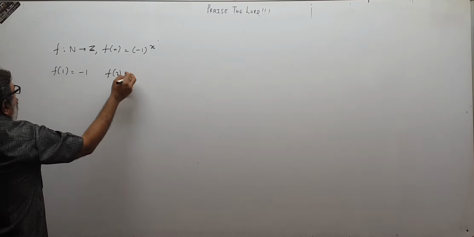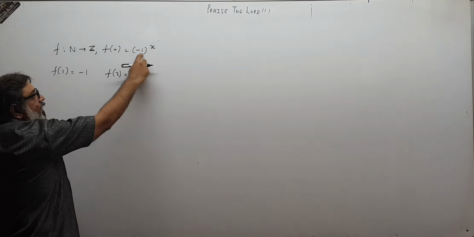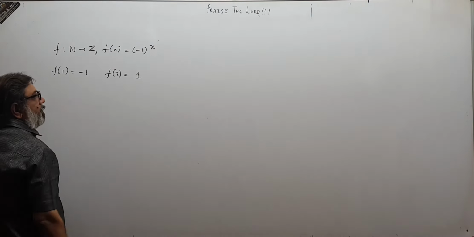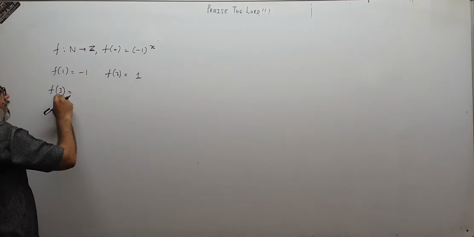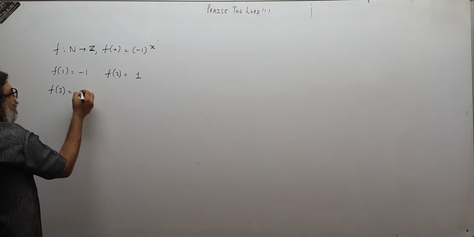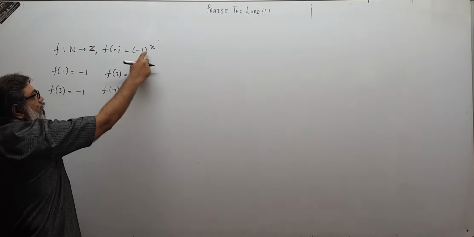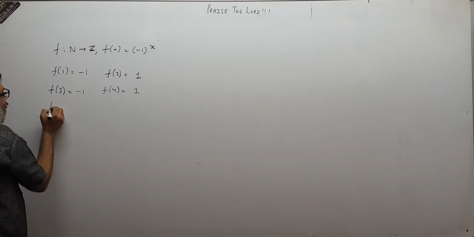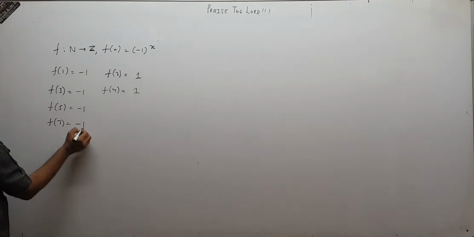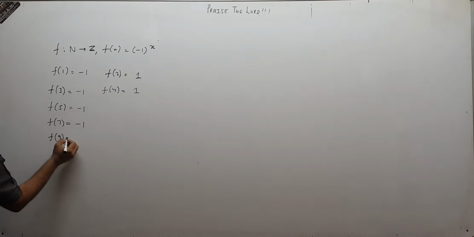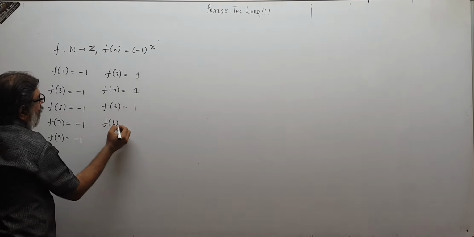What will be f of 2? F of 2, instead of x there is 2. So minus 1 raised to 2, how much? 1. What will be f of 3? X is equal to 3. So put x as 3, minus 1 raised to 3, that will be minus 1. What about f of 4? Minus 1 raised to 4, that will be 1. And like that now you understand, f of 5 will be minus 1, f of 7 will be minus 1, f of 9 will be minus 1. Now you can make out easily. Okay.